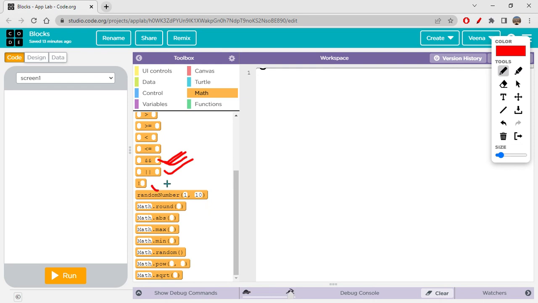Okay, and then we have not, and then we have an empty gap, right? So you can fill up anything, so not equal to operator.